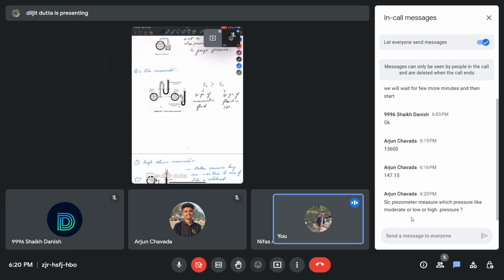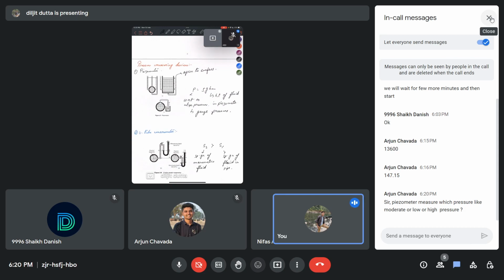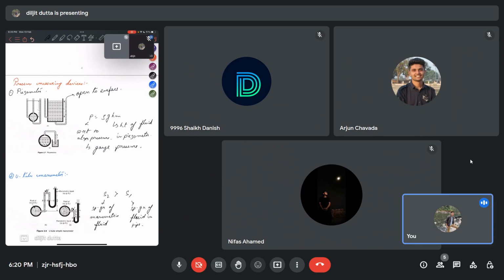A piezometer will always be used to measure low pressure only. If there is very high pressure, we would have to construct a piezometer with a very high column, so it is very inconvenient to make such a piezometer. That's why a piezometer is used when the pressure is very low, or slightly moderate, depending on the fluid.